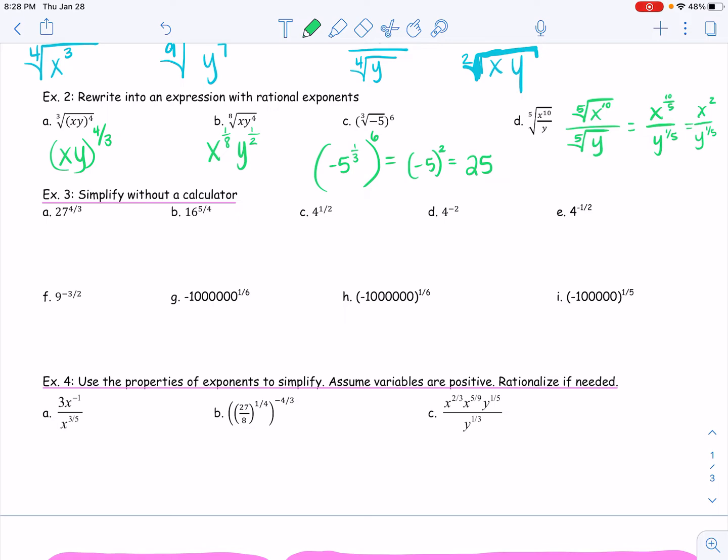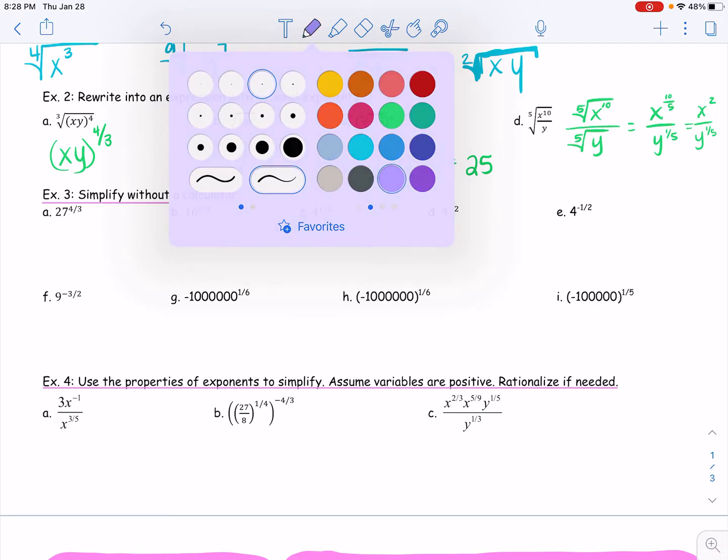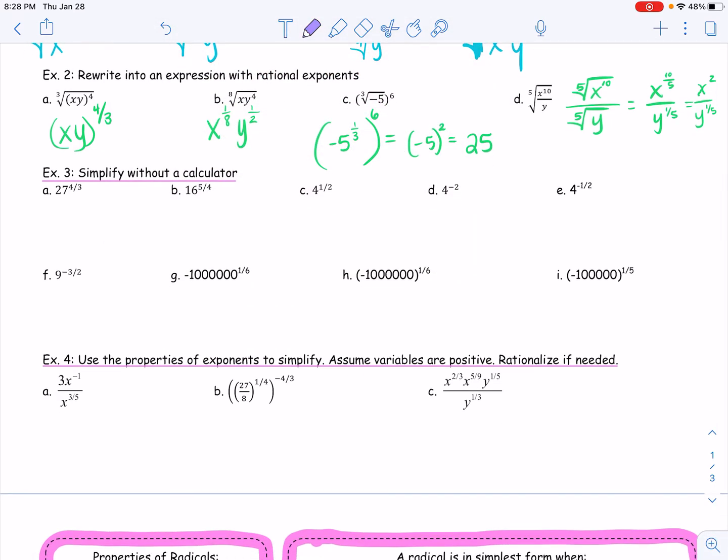Or I know that the square root of 16 is 4. You should be able to rattle off these numbers off the top of your head. The first thing we need to do, though, is rewrite some of these, because for me personally, it's harder to simplify when you have a fraction exponent rather than a radical expression. So I'm going to rewrite these as radical expressions, and then it'll be a little bit easier for us to simplify. So the first one, we have 27 raised to the 4/3.